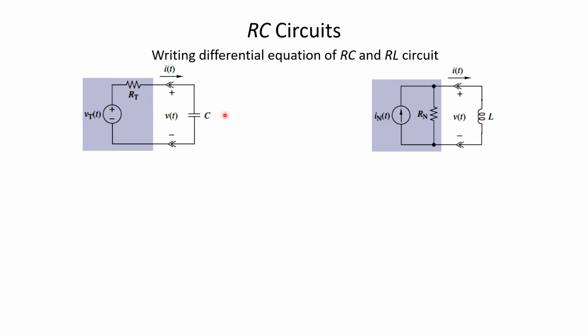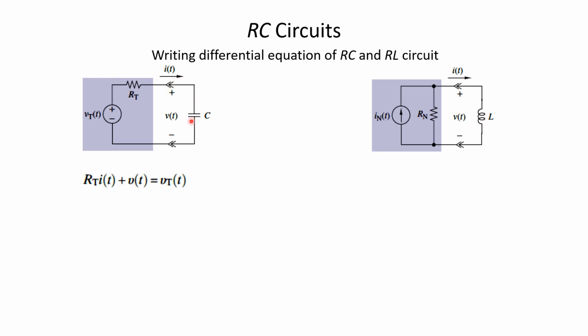Later, we'll discuss that we prefer capacitor voltage in our analysis instead of capacitor current. And we prefer inductor current instead of inductor voltage. And then we will call the capacitor voltage a state variable and the inductor current a state variable.